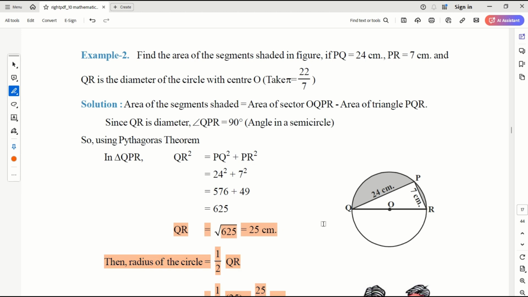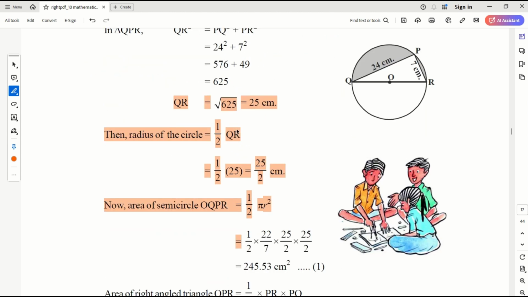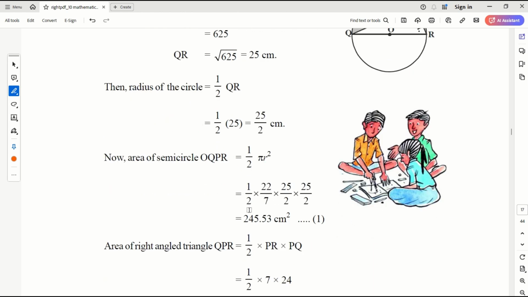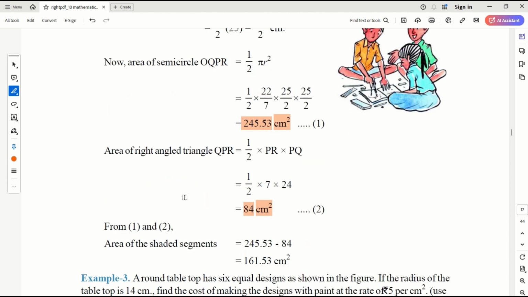And once you know this is 25, the radius is half of it, right? 25 by 2. Now you take the semicircle area, pi r square by 2, okay, and subtract the triangle area. Since it is a right angle triangle, the area is 24 into 7 by 2. So the radius of the circle is half of QR, that is 25 by 2. Now the area of the semicircle is half pi r square, which is nothing but this value. And the area of the triangle is 24 into 7 by 2, that is 84. Subtract both of them, you will get the value.